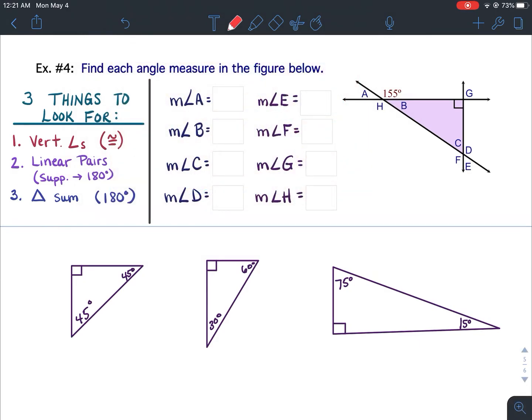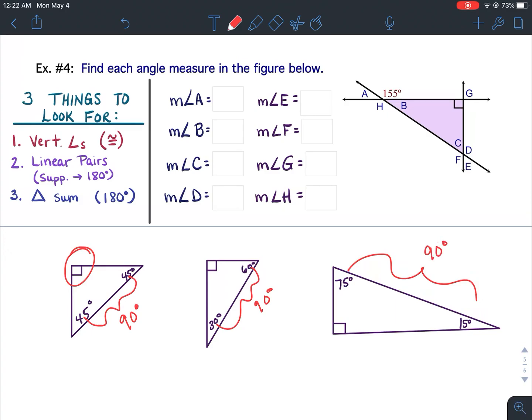Well, if I look at this, what do those 2 add up to? This is 90 degrees. What do the other 2 add up to? 90 degrees. What do those 2 add up to? 30 and 60 is 90 degrees. What do those 2 add up to? 17 and 15 is 90 degrees. Why did I show you this?